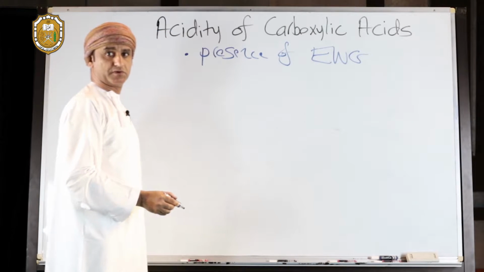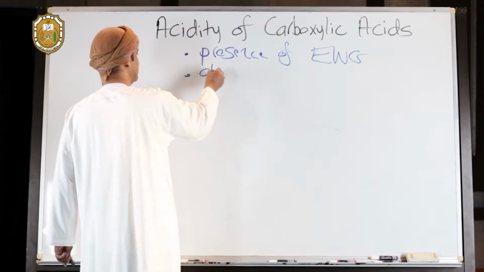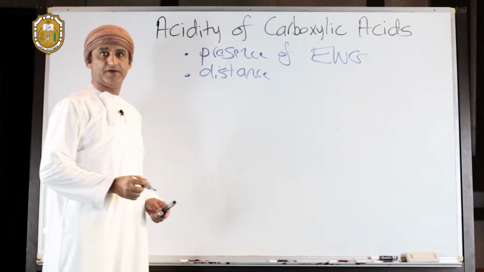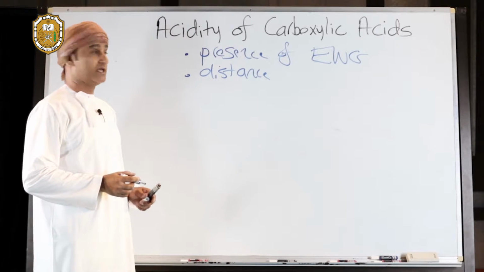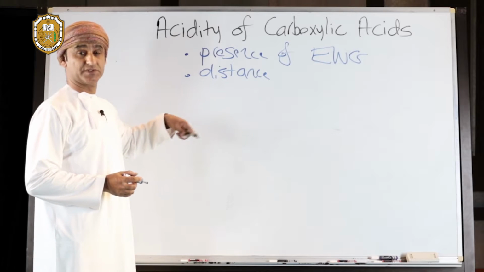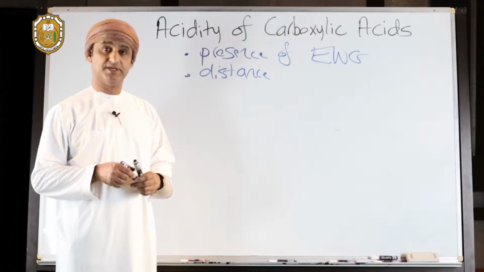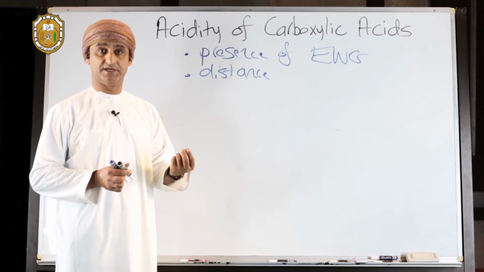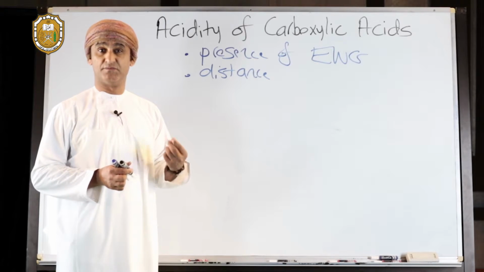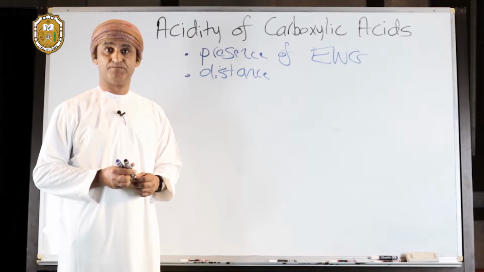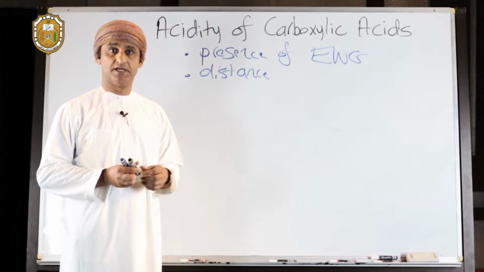So we covered the presence of EWGs, or electron withdrawing groups, by inductive effect, and the distance between the electron withdrawing group and the carboxylic acid unit. Not only the presence and distance, what we'll see now is also the number. The number of electron withdrawing groups by inductive effect is actually important. The more of them there are on the carboxylic acid chain, the higher the acidity will be.